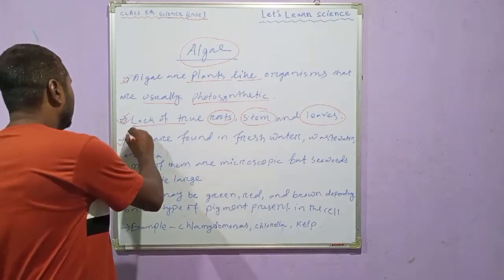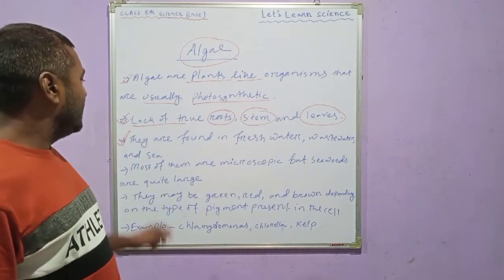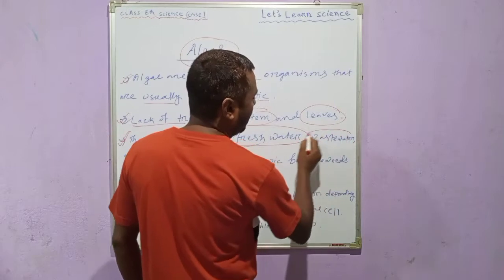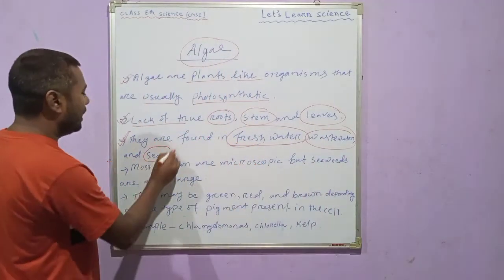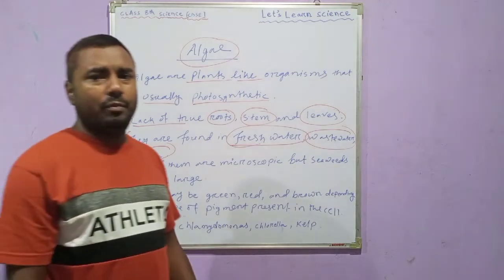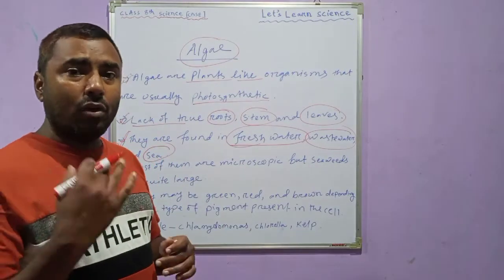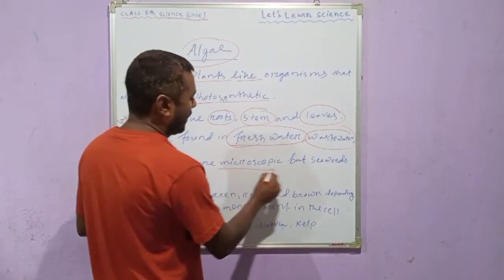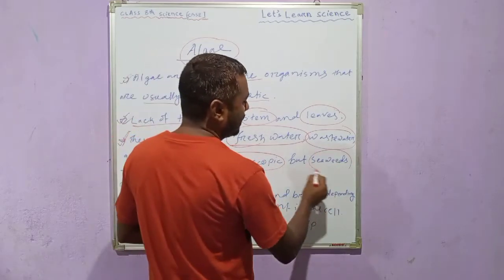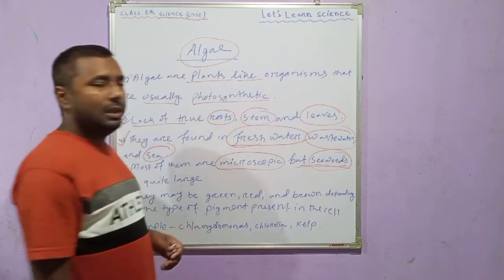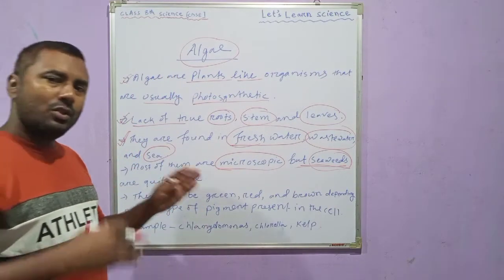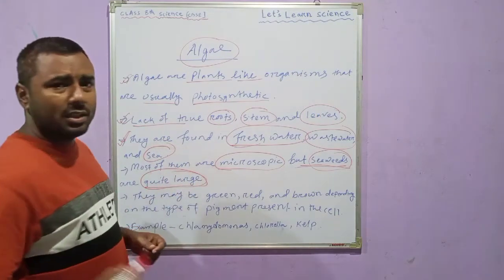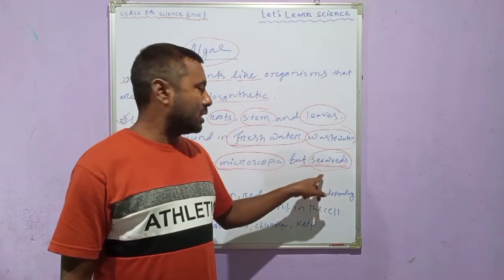In which habitat are they mostly found? They are found in freshwater, wastewater, and in the sea. And most of them are microscopic. But there is an exception like seaweeds. Most of them are microscopic, but seaweeds, this is also an algae, but it is quite large. Its size is quite large. Which is the quite large size algae? That is seaweeds.